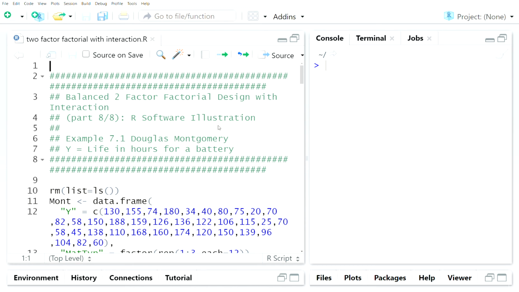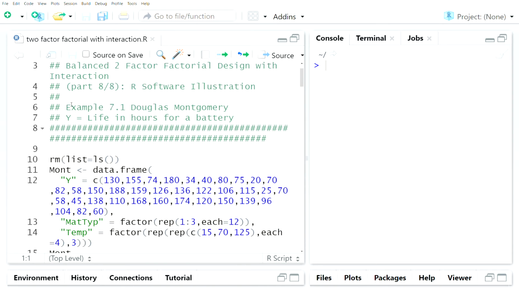Hello, this is the next video in a playlist that I'm calling General Linear Models Design of Experiments. And this is part 8 of an 8-part mini-series in balanced two-factor factorial designs with interaction. And here we're going to illustrate in the R statistical software what we did in parts 1 through 7.